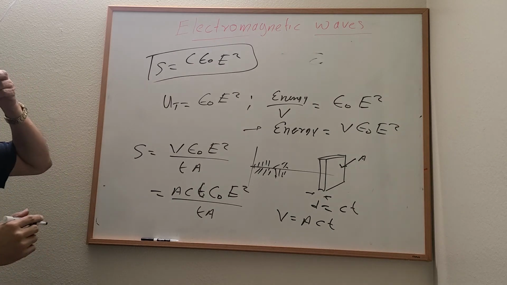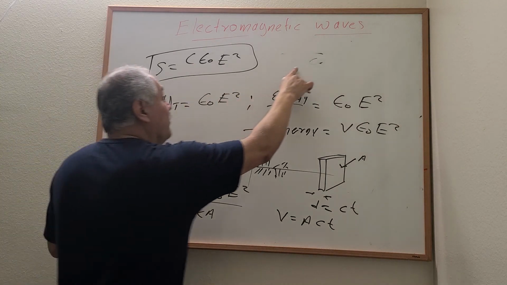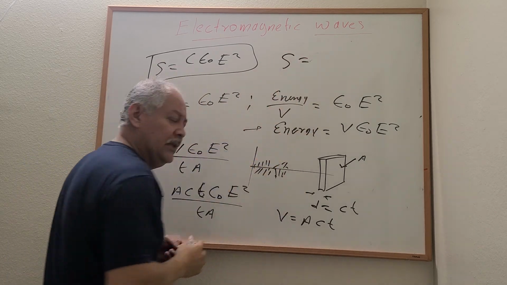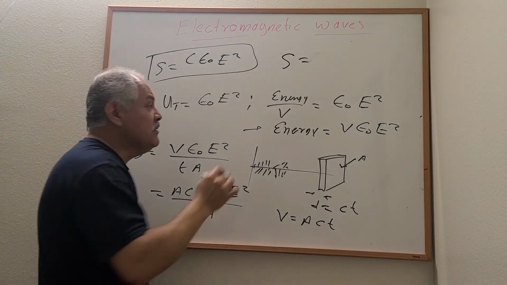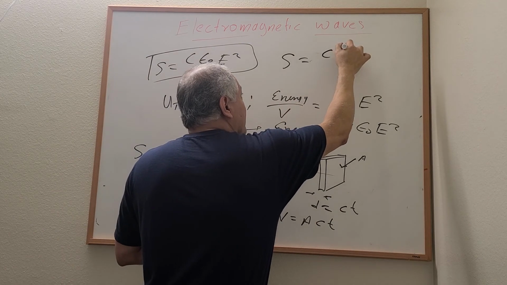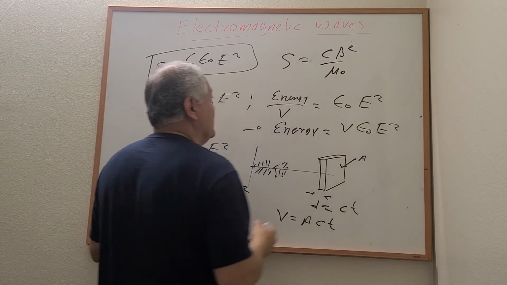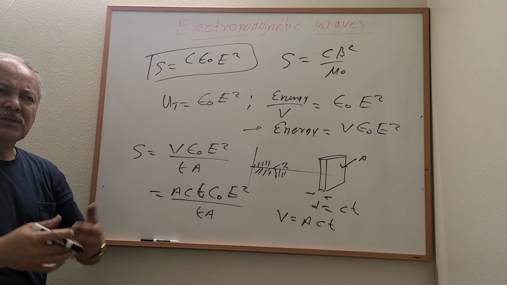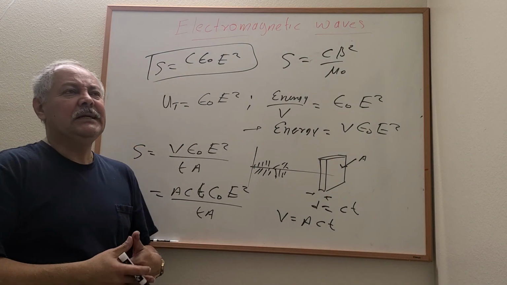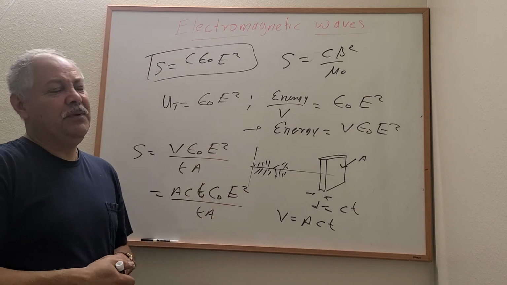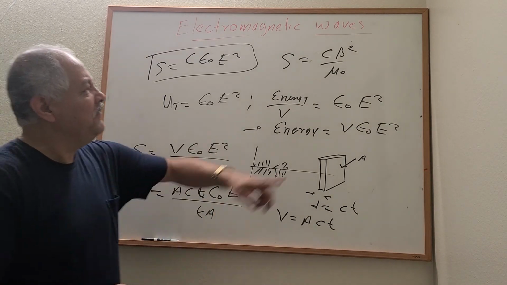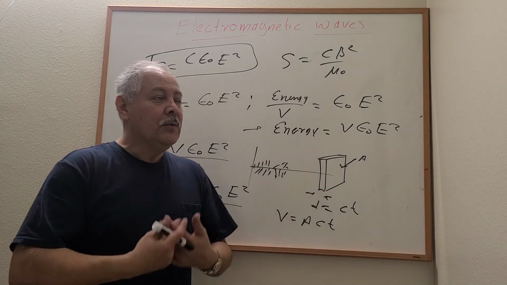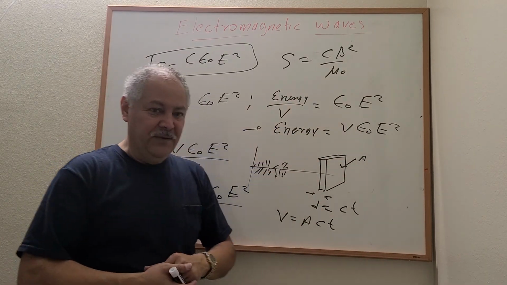Mainly, we have another one. When we involve the magnetic field, we can also say that the intensity is equal to the speed of light times B squared over mu naught. Again, mainly we use the electric field because it's the most important one. We have it from the electric charge, positive, negative. And the magnetic field is produced when the charge is moving, and then we have the magnetic field.